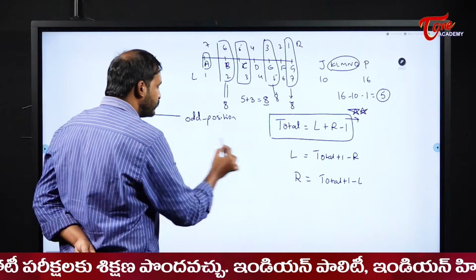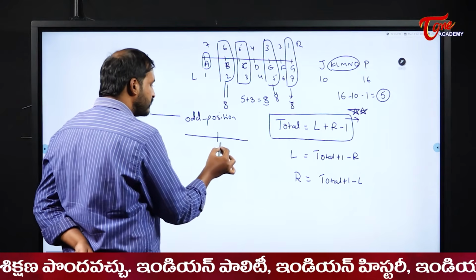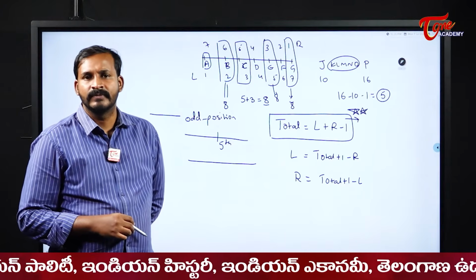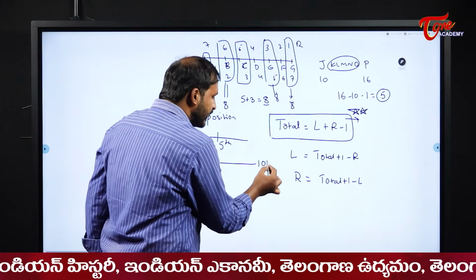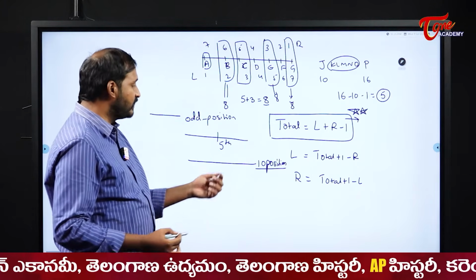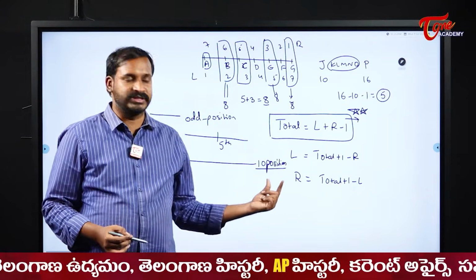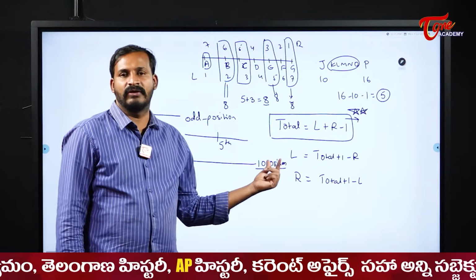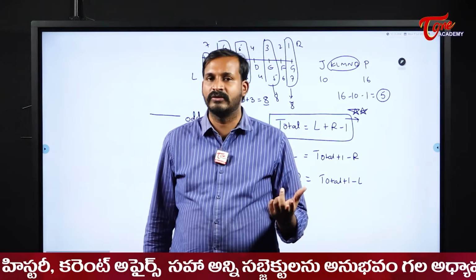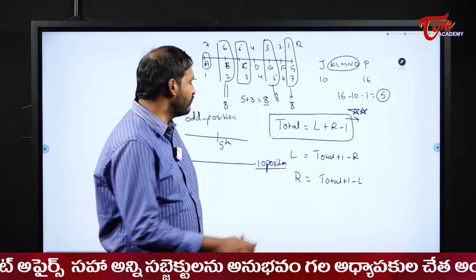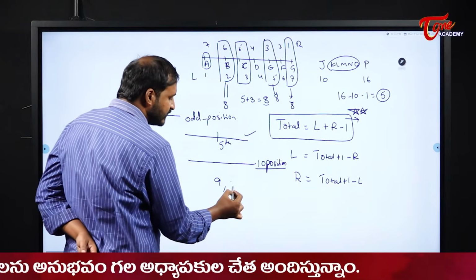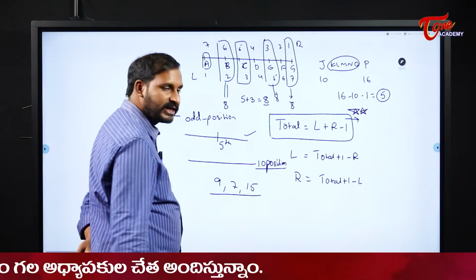For example, if there are 9 positions, what is the middle position? 5th. If there are 10 positions, is it possible for me to locate the middle position? No, not at all. We cannot find the middle position in even positions, meaning 10, 12, 14 and so on. We can locate the middle one only when we have an odd number of persons or positions, that means 9, 7, 15. Yes, in these cases we can tell the middle position.